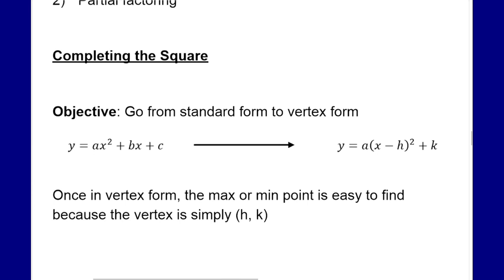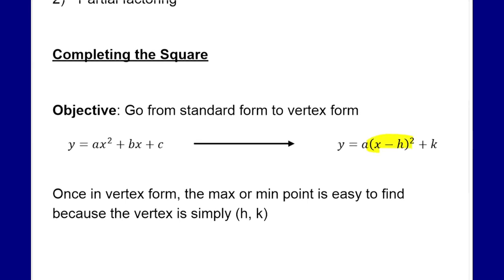And in vertex form, we do see a perfect square trinomial, this x minus h squared. So that's where knowing what a perfect square trinomial is going to come into play. Once we have the vertex form, the max or min point is simply from our vertex, h and k. Specifically, it is the k value, where we're concerned about the y value. Max or min deals with height or the vertical value. So we're concerned with the k value of the vertex.